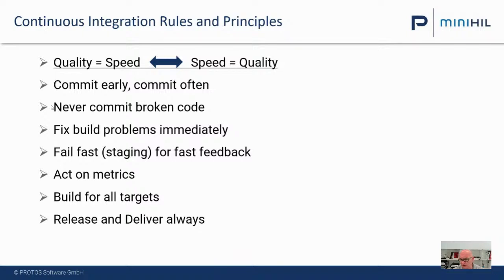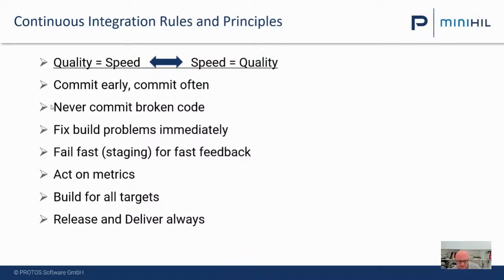Then build for all the targets. If you're developing embedded systems, the chance is high that you have different targets. And so maybe you only test on one target, but build all the others. A compile run is essentially a static code analysis. So please do this as well, because then you can deliver the software also for the other targets. It's part of the test.